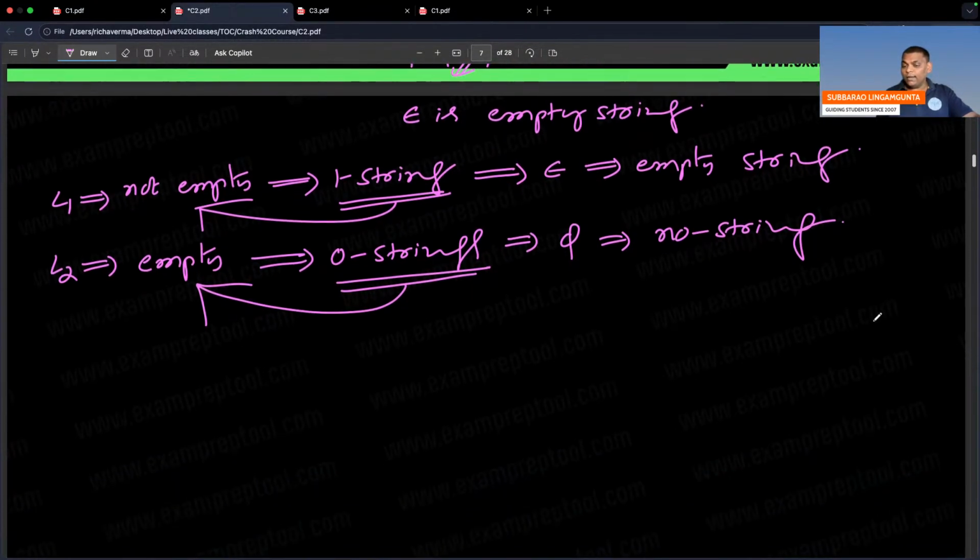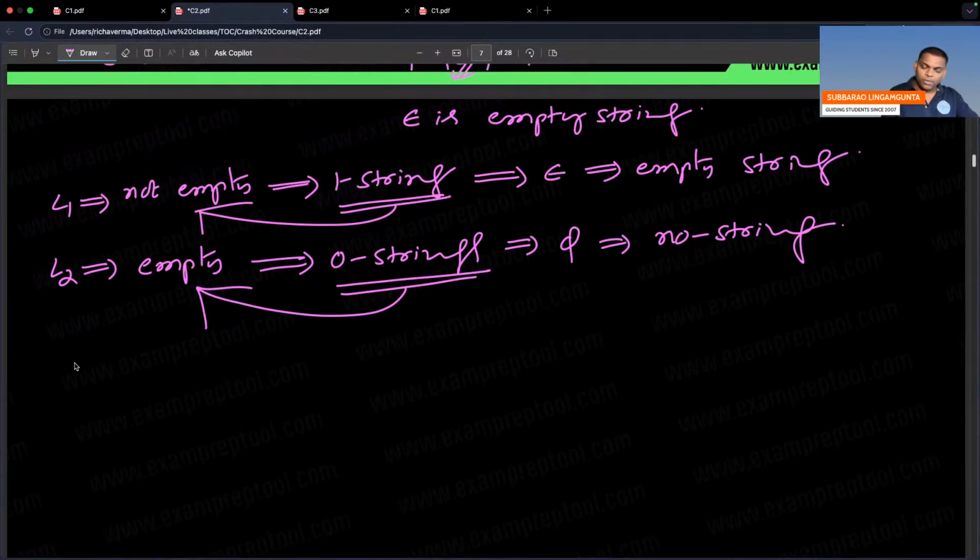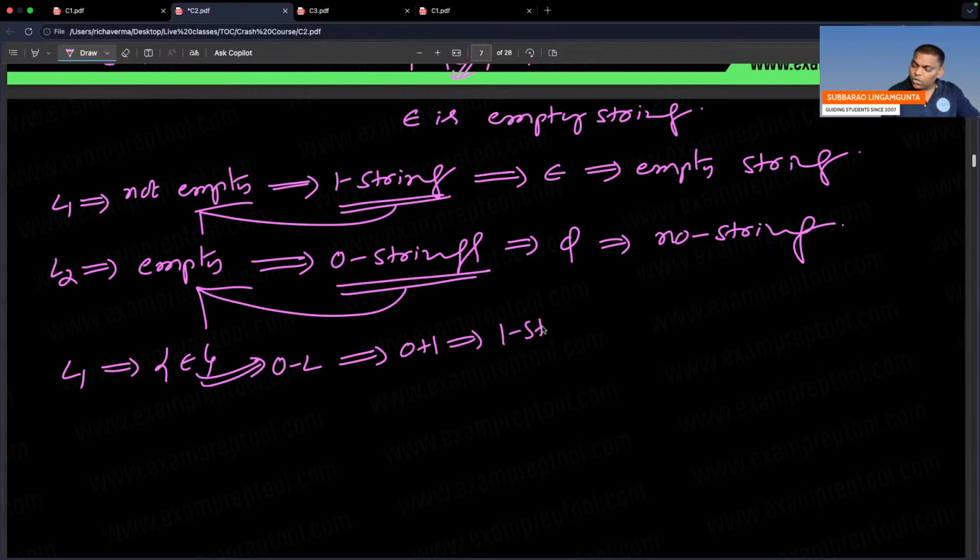Now some people are asking, sir, how do you write the automata for this? Please try to understand, everyone. Let me write for L1. L1 contains epsilon, only one string, and because of that it is non-empty. That string's length is 0. If the string length is 0, then 0 plus 1, we need an automaton with one state.